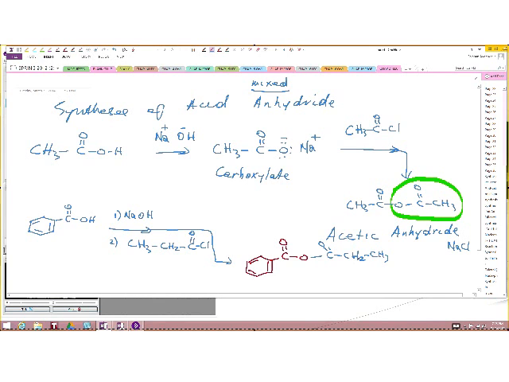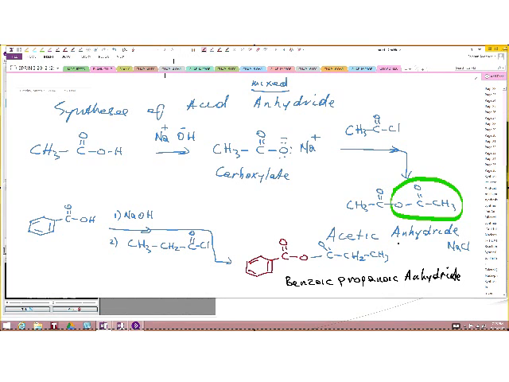So what do we call this? You are going to give the name of the 2 acids, in alphabetical order. So this becomes benzoic, propanoic, separate words, anhydride. So in the case of the mixed anhydride, you give the name of the corresponding carboxylic acids, and then you add the word anhydride. Benzoic propanoic anhydride.